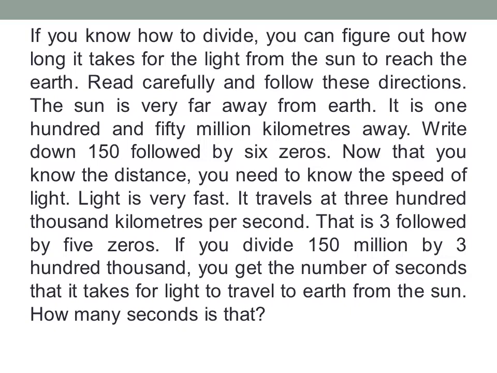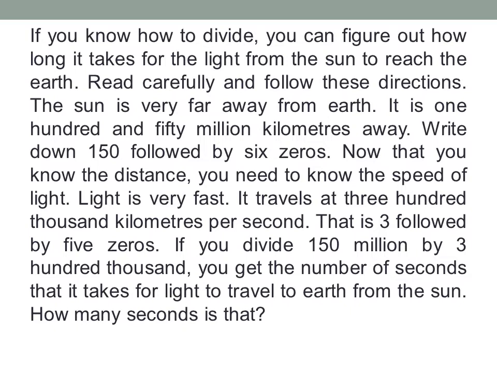The sun is very far away from earth. We know that the sun is very far. It is 150 million kilometers away. That is 150 followed by 6 zeros. You have to do this activity in your textbook in activity 4.